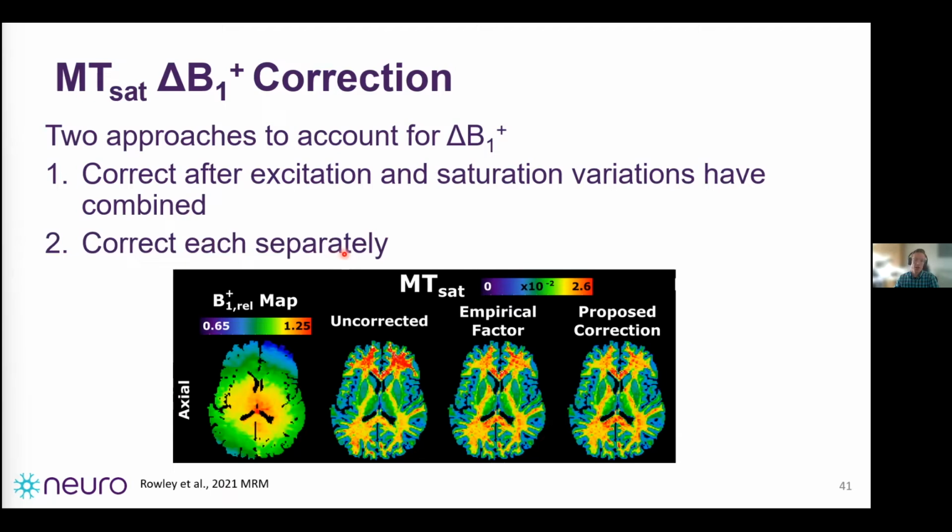So similar to the R1 map correction, we use the B1 relative field as a multiplier on the excitation flip angles, and then we use sequence simulations to estimate the proportional change that we see from the saturation pulses and correct for that. So we see pretty similar results, at least empirically, between the empirical factor and the simulation-based correction.